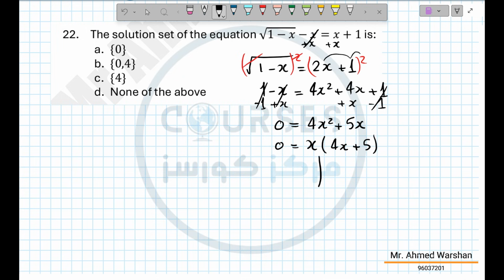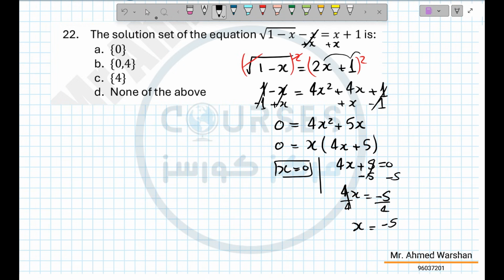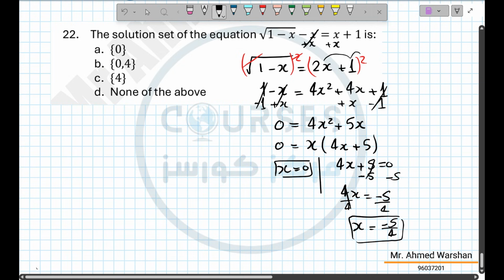From here you can split and say x is equal to 0 or 4x plus 5 is equal to 0. Minus 5 minus 5, 4x is equal to negative 5, and then divide by 4, so x is equal to negative 5 over 4. And you would say, done, the solution set is 0 and negative 5 over 4. It's not there, so it's none of the previous.